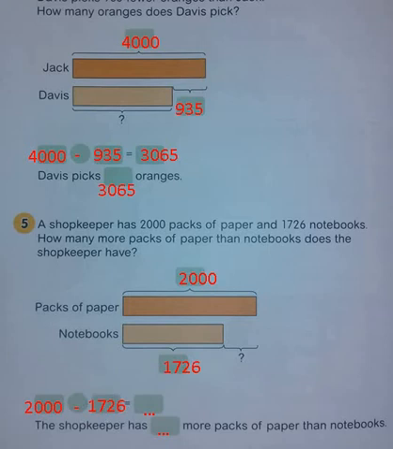Okay, this is a good note for you guys. If you want to subtract something, you have to understand that you have to subtract a bigger number with a smaller number. So do not put it upside down. So 2,000, if you want to make it vertically, 2,000 on the top, and below it you have to write down 1,726. So we get the difference is 274. Is it clear? So let's put it in the sentence. The shopkeeper has 274 more packs of paper than notebooks. Okay, now let's go to the next page.